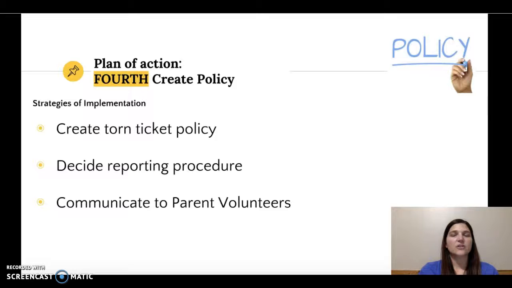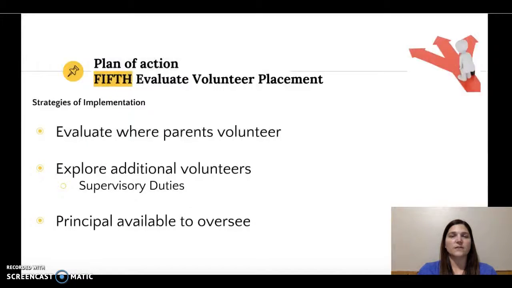The fourth plan of action is to create a new policy. My strategies of implementation are to create a torn ticket policy where all torn tickets are physically kept and then turned in with the receipts and reports for that night's ticket sales. This way, there should be no question about whether or not tickets were torn, and if they were torn, how many. You should decide upon this reporting procedure and the specific steps to be followed, and then you should communicate this new policy to parent volunteers so that they can then follow through with the procedure and policy.